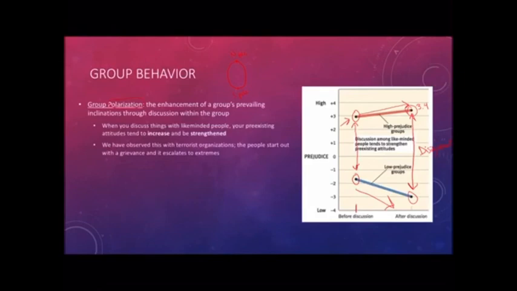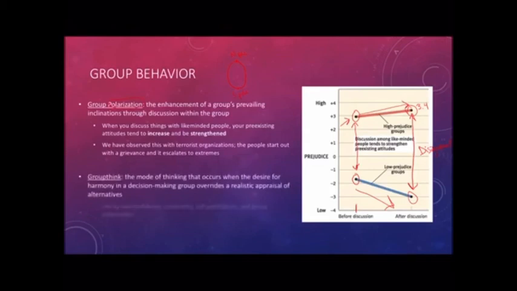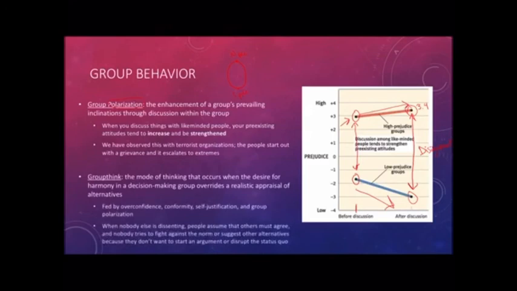And then lastly, we have groupthink, and this is really just the idea that when you're in a group of people and you're all having a discussion, it kind of has to do with conformity. You don't want to be the one person to kind of ruin the harmony of the group. If everyone else seems to agree, then you don't want to be the one to make waves, right? So this is fed by overconfidence, conformity, self-justification, and group polarization.